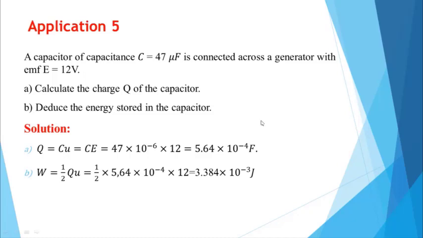And in part B, I have to deduce the energy stored in the capacitor. In this case, I can use one of the three formulas that we have mentioned. Why? Because I know C, I know V, and I know Q. Here I've used W is equal to half Q times U, which will give 3.384 times 10 to the power minus 3 joules.